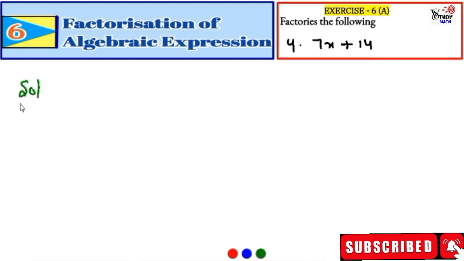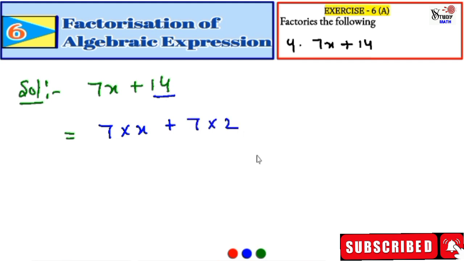Now solve this question: 7x plus 14. Now dear students, we do the factor of 7 multiply x. Now the factor of 14 should be 7 multiply 2. So now you can clearly see here 7 is in the first term and 7 is in the second term. There is no other common factor in the first and second term here. So we take 7 as common.